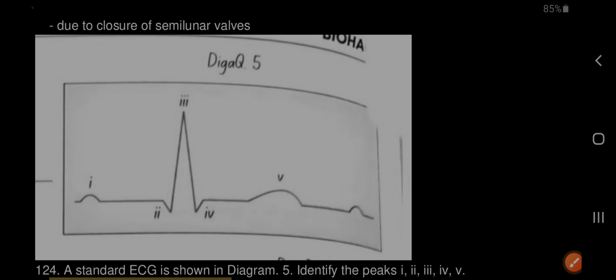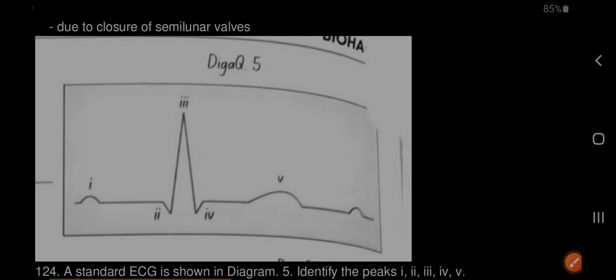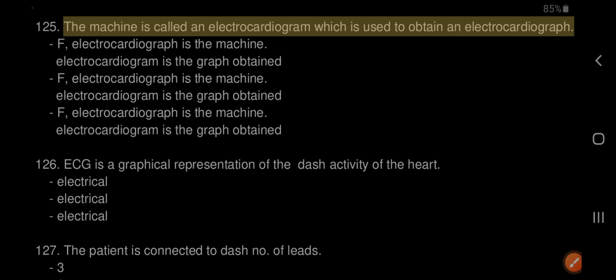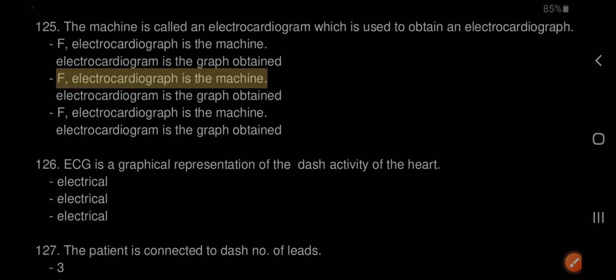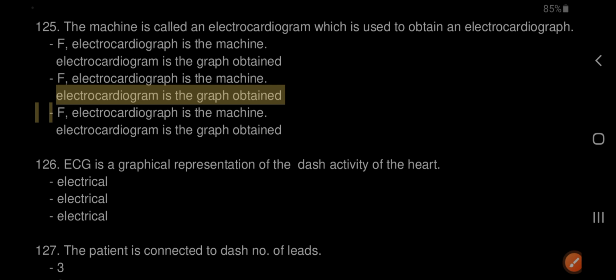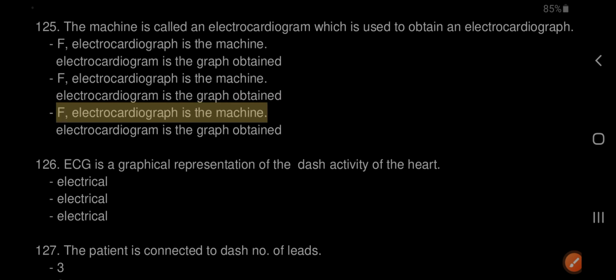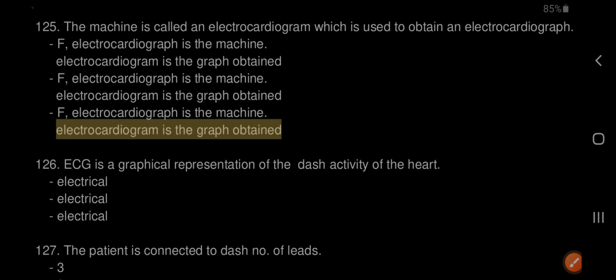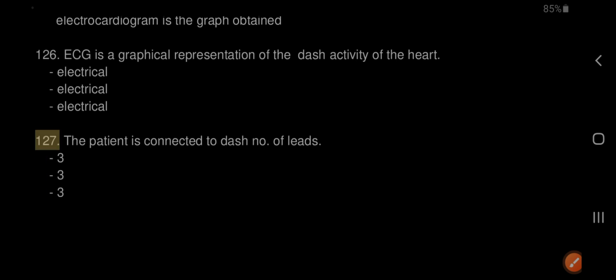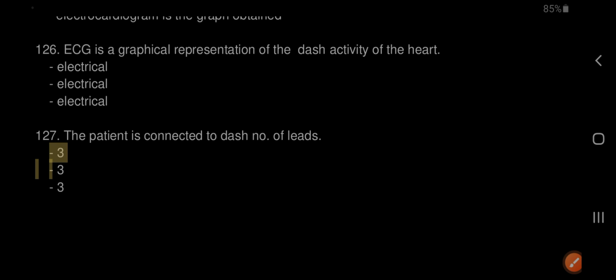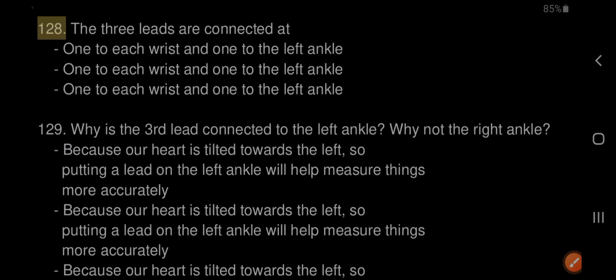125. The machine is called an electrocardiogram, which is used to obtain an electrocardiograph. False. Electrocardiograph is the machine. Electrocardiogram is the graph obtained. 126. ECG is a graphical representation of the dash activity of the heart. Electrical. 127. The patient is connected to dash number of leads. 3. 128. The 3 leads are connected at 1 to each wrist and 1 to the left ankle.